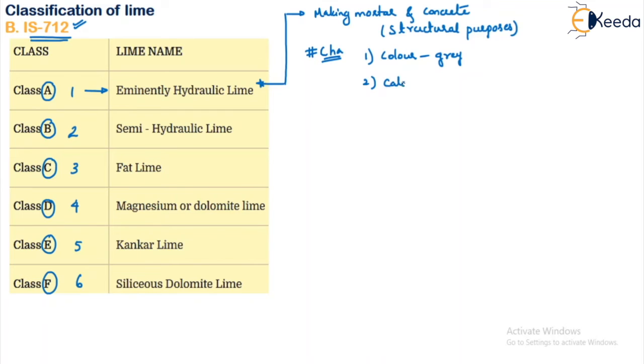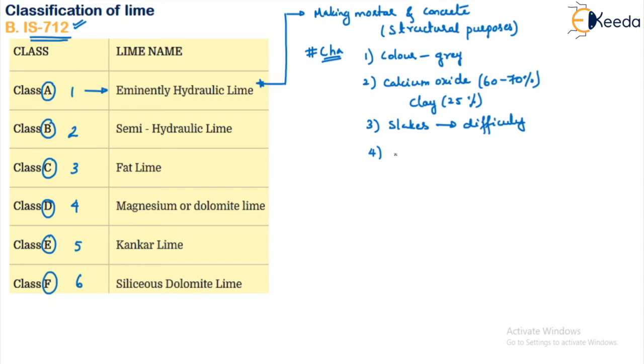Secondly, calcium oxide is in the range of 60 to 70%, and the clay is in the range of 25%. Next, slaking is very, very difficult. It slakes very problematically, and the setting and hardening is very rapid, especially underwater.